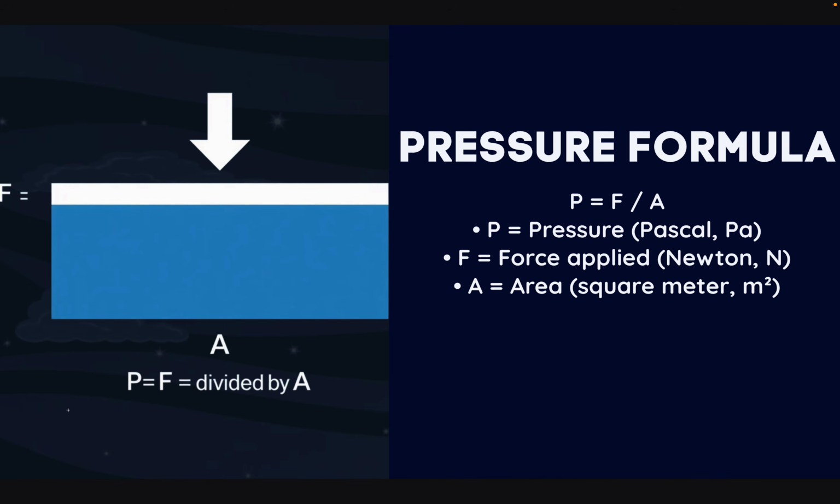The formula for pressure is pressure equals force divided by area, or simply P equals F divided by A, where P is pressure, F is force, and A is area. This formula helps us calculate the amount of pressure exerted on a surface.